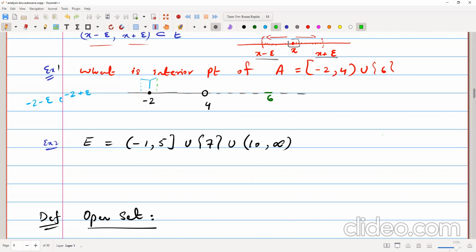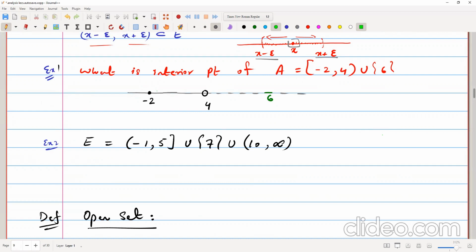But if we omit -2 and move inside of -2, we can take any number as close to -2 as we like. Then if we expand from that point, we can remain inside the set. So every point inside of -2 is indeed an interior point. And now what about this 4?